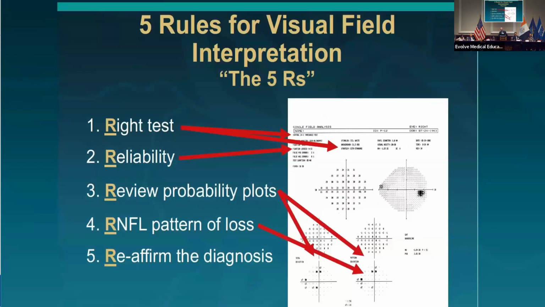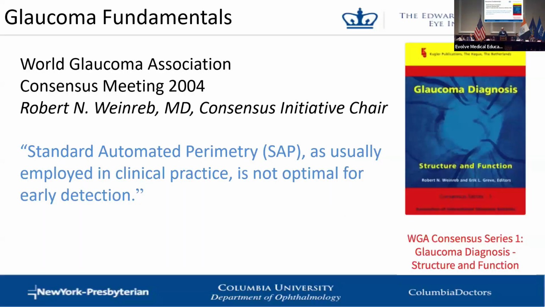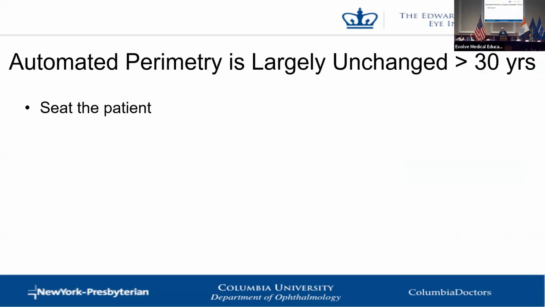And in that Forge series, which you can obtain online, you can learn about the fundamentals of perimetry, how to interpret a visual field test. If we wanted to do that this morning, it would take us the whole day. However, there are some caveats here, and this is from that same World Glaucoma Association Consensus Series: perimetry, the way we do it, is not great for diagnosis of glaucoma. And this test pretty much is unchanged for the past 30 years.